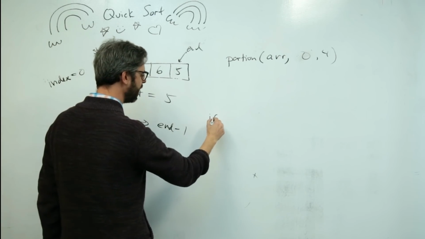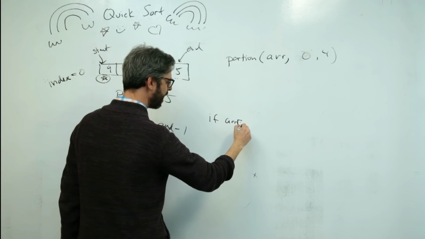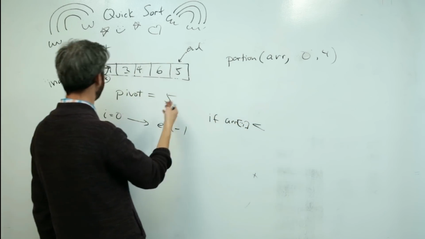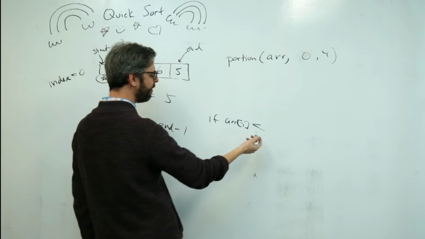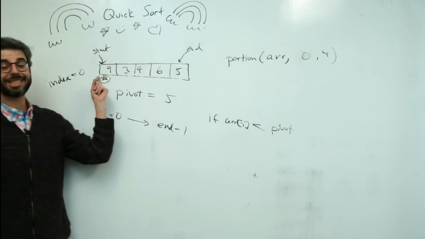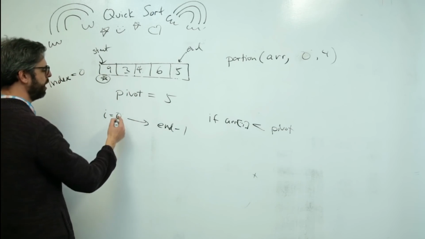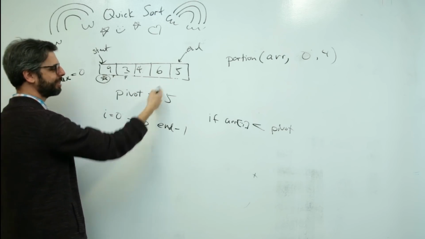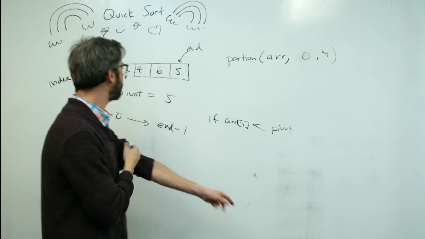So I'm checking if array index i is less than the pivot value. If it's not less than the pivot value, I don't do anything. Okay. Now i goes up, so i is now here. Is 3 less than 5? Aha, it is. So guess what I do?